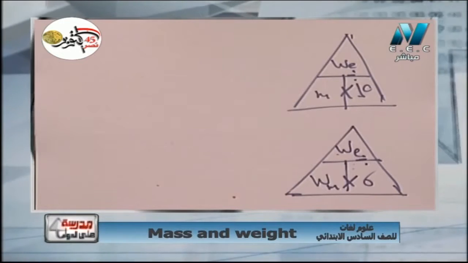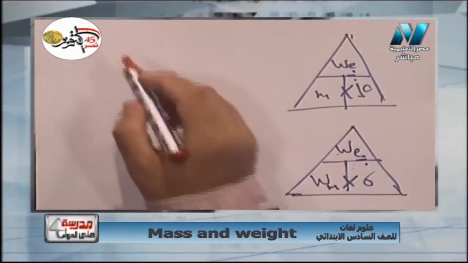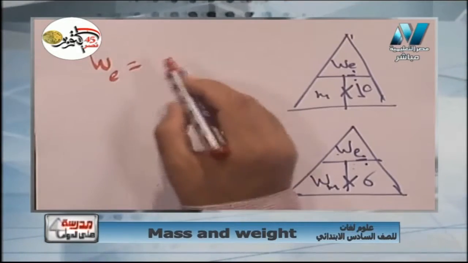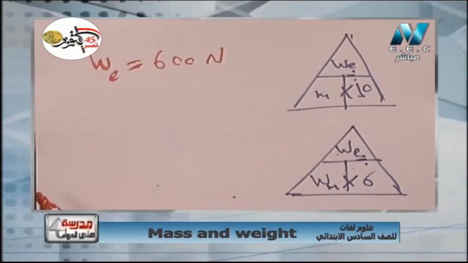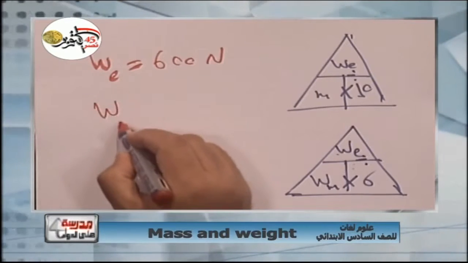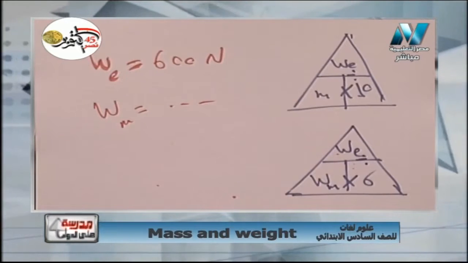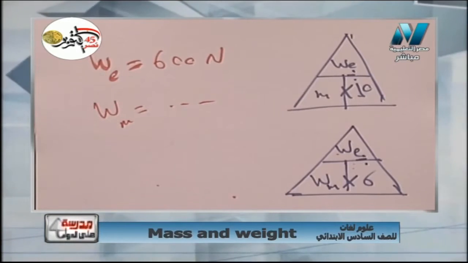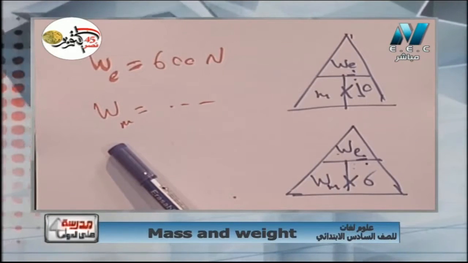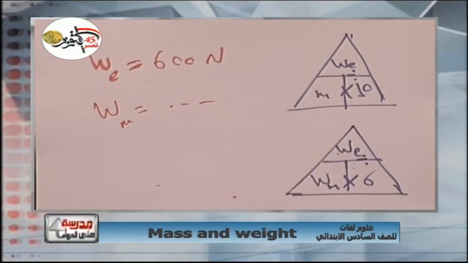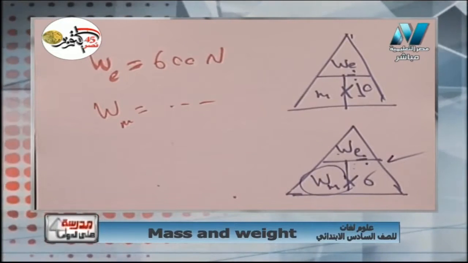هنا عندي معلومه واحده بس، بيقول لي your weight on the earth equal 600 newton. calculate your weight on the moon. عايز احسب weight عند المون. اوكي. so which triangle I will use؟ بسأل نفسي سؤال صغير قوي. انا هنا عندي ايه وعايز ايه؟ weight on the earth وعايز weight on the moon. weight to weight. مين التراينجل اللي فيه weight؟ sure هو ده weight to weight. طب عايز منهم مين بالظبط؟ weight on the moon.